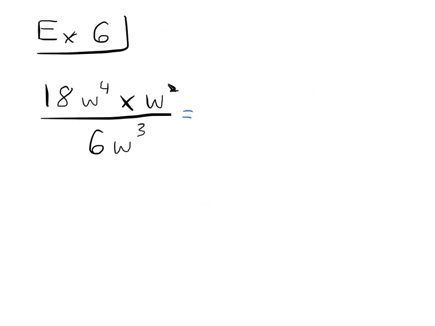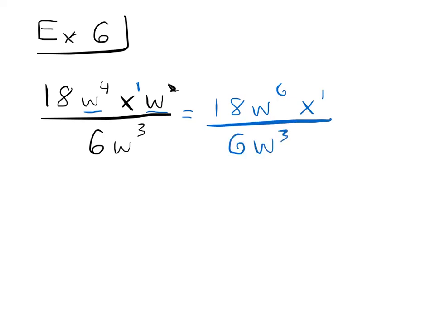Okay. What should we always do first? We should see if we can simplify the numerator. Can we simplify the numerator at all? The answer is yes, because we have a w to the fourth and w squared. And let's just put that x to the first power now. So when I simplify the numerator, it would be 18, w comes first, 4 plus 2 is 6, and then you have x to the first power, all over 6w to the third.